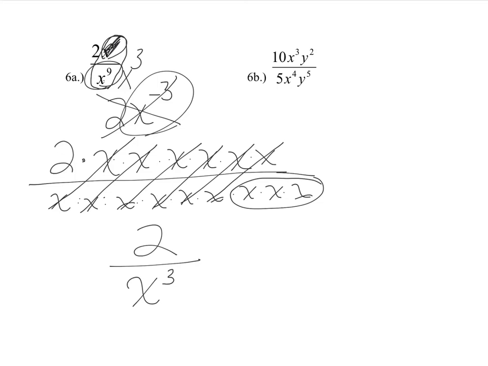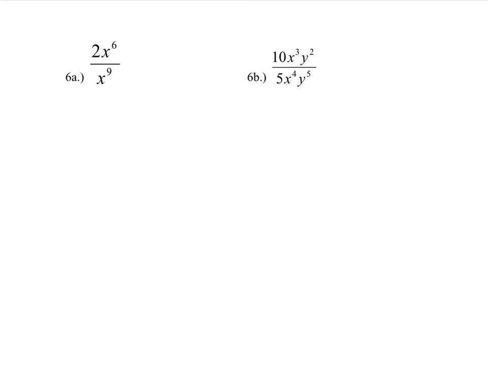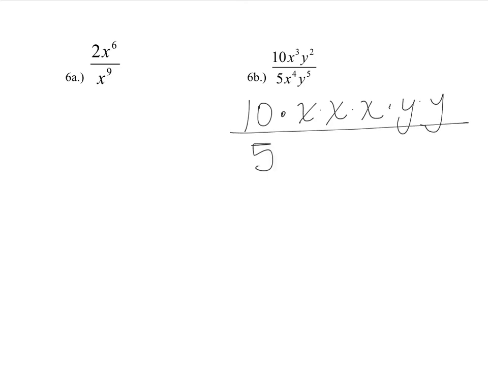The next one. Let's look at it. So 10 over 5. I'm going to write it out in expanded form first. Let me erase this other stuff. All right. 10 times 3 x's times 2 y's over 5 times 4 x's times 5 y's.